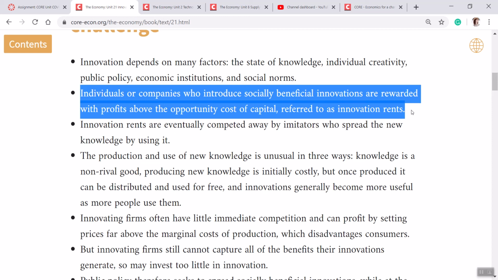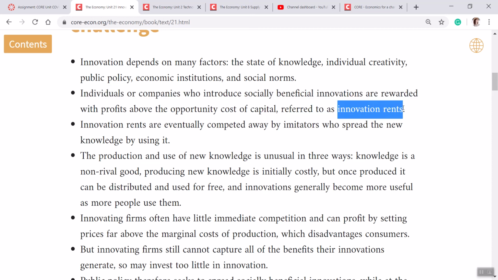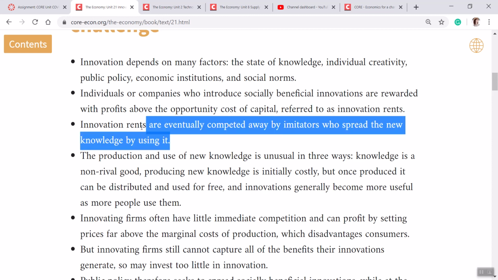And I want to make sure that my return on investment, my reward, my profits, are more than what I've spent on developing this particular vaccine. And innovation rents, think like rent, you pay rent on your apartment. So rent is sort of the cost you're going to have to pay to have this innovation exist. Here we have: innovation rents are eventually competed away by imitators who spread the new knowledge by using it. So you have the competition come in. You've invested the money, time, and resources into creating this, and now other people are going to be doing something very similar.